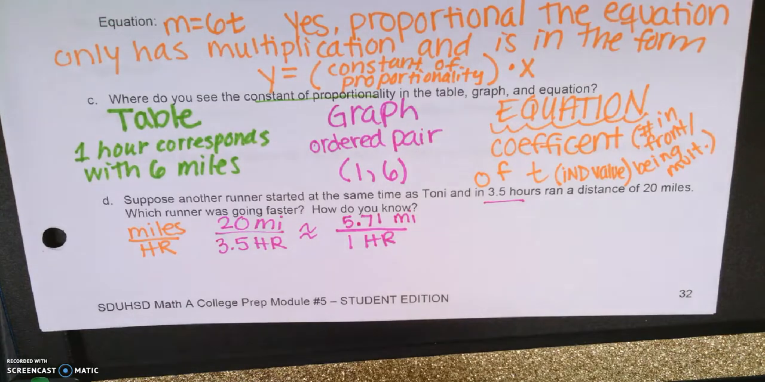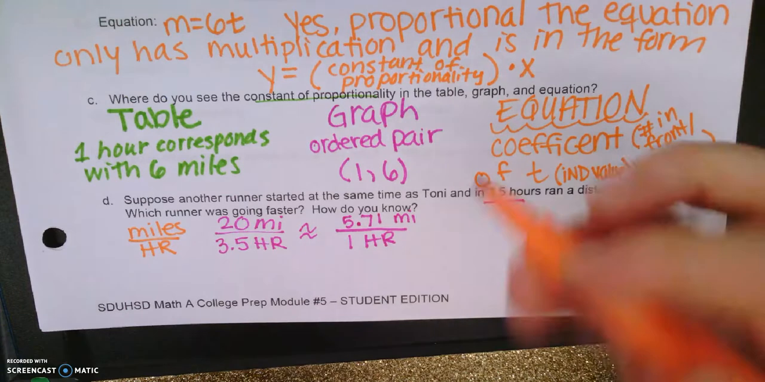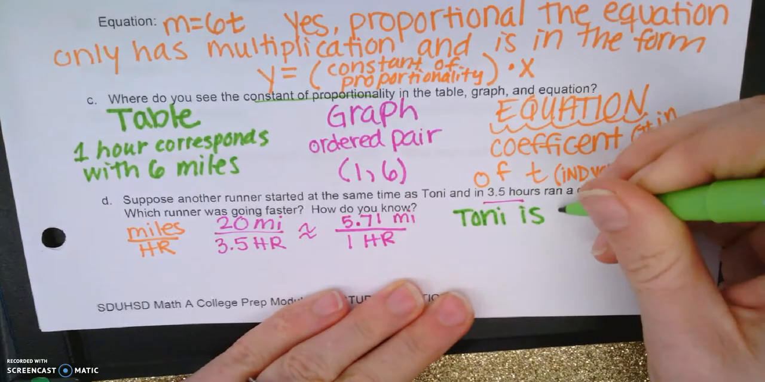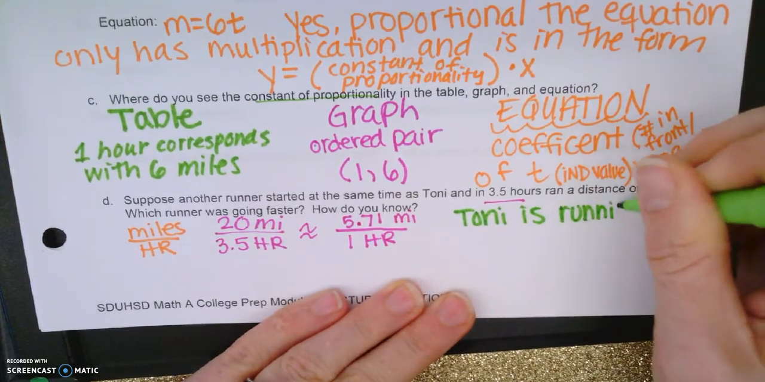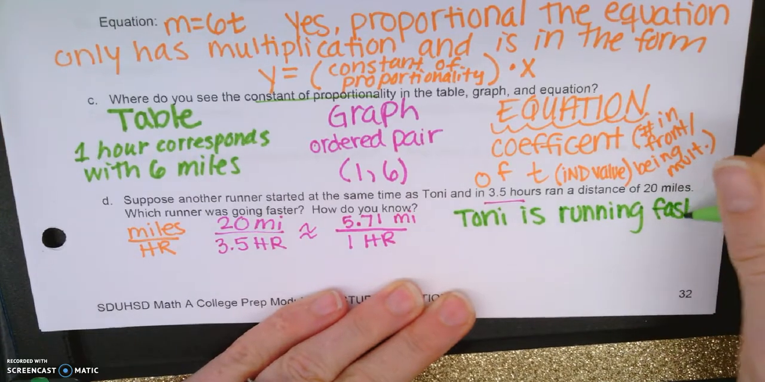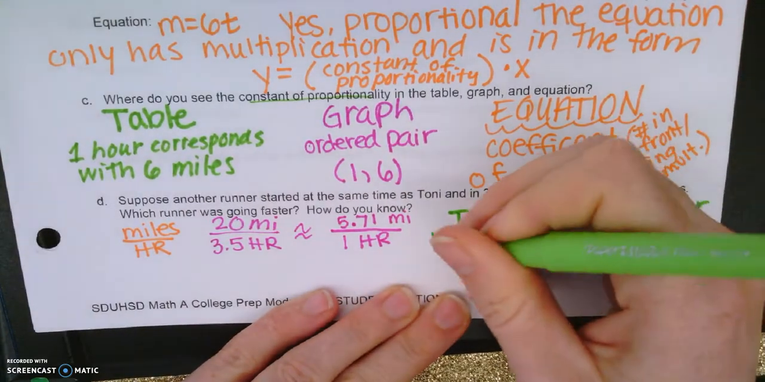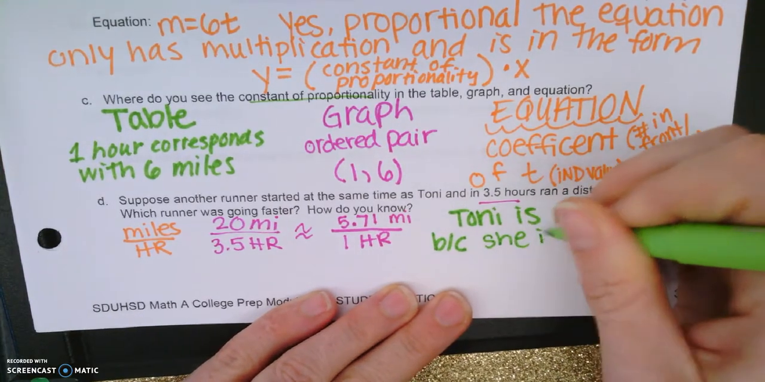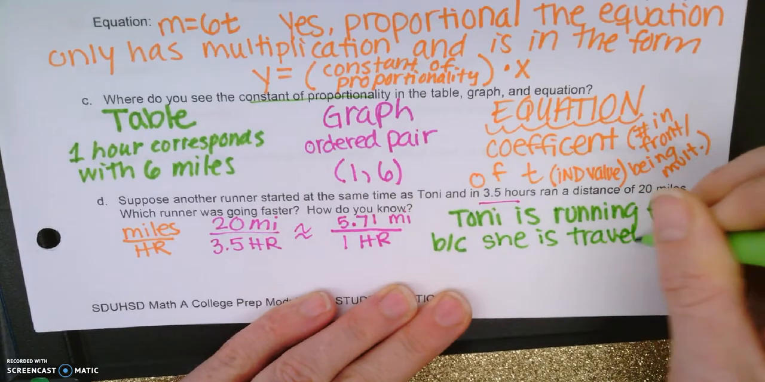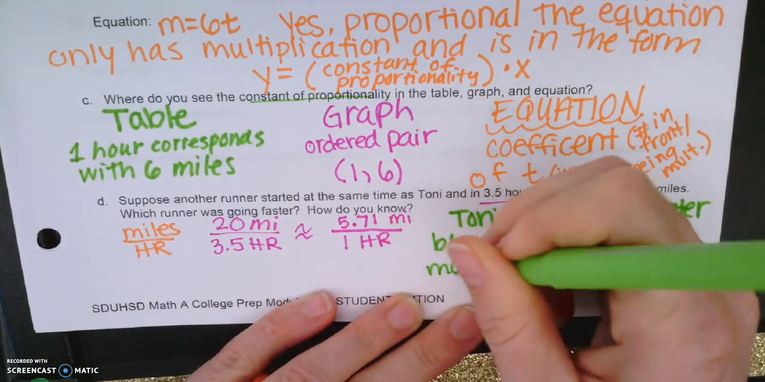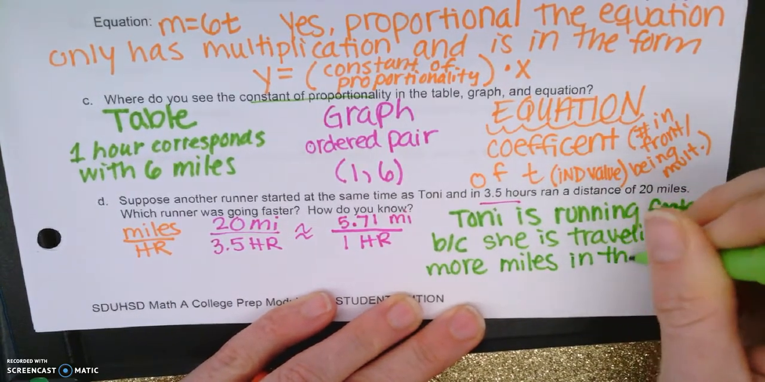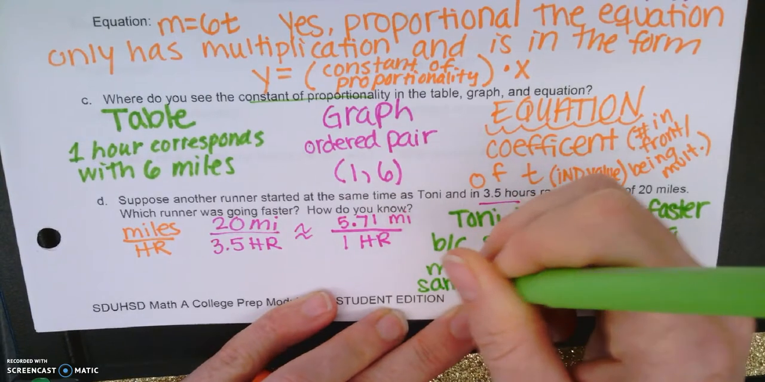Is this faster or slower than Tony? Well, in fact, Tony is running faster, because she is traveling more miles in the same amount of time.